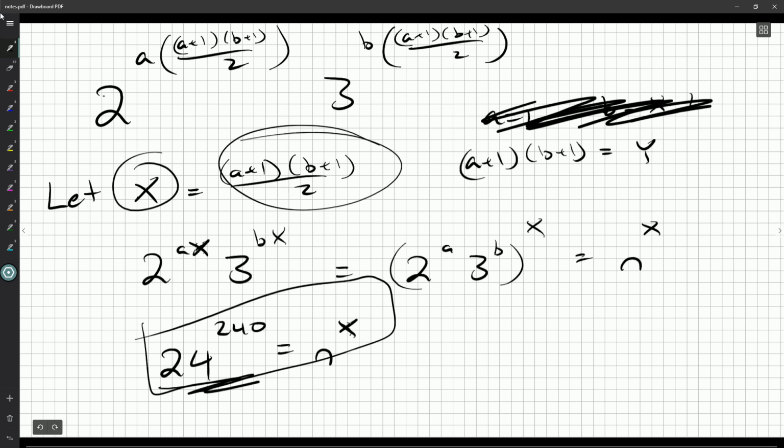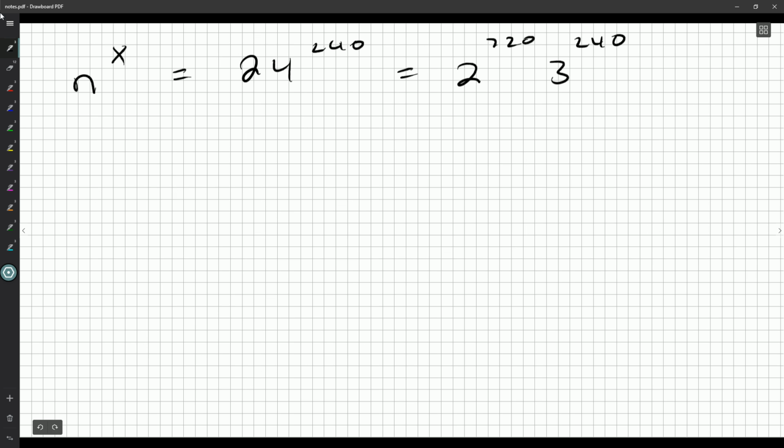I'm going to let (a plus 1) times (b plus 1) be y. X is y over 2, and it's entirely possible that this is not an integer. So n to the y over 2. So we would be raising n to the power of y and then square rooting it.